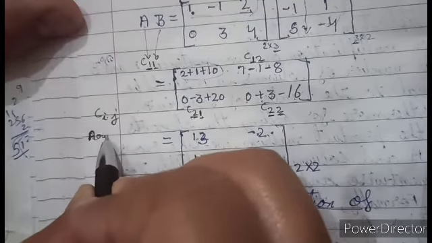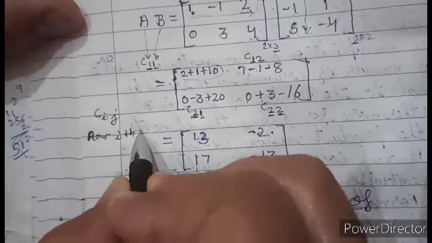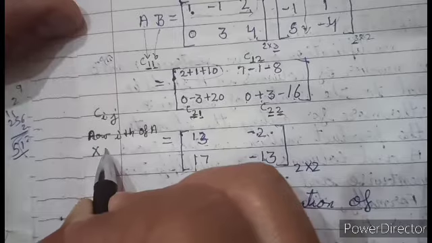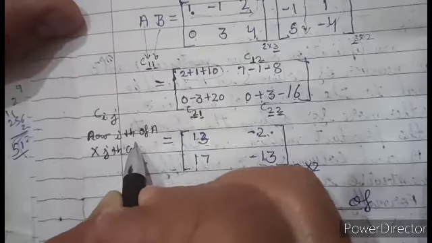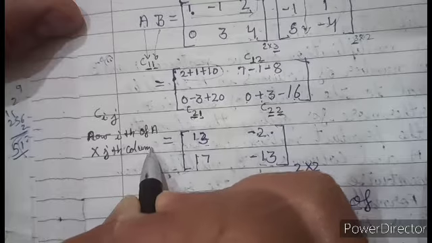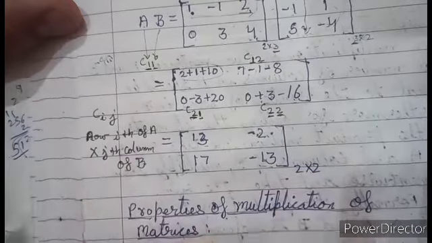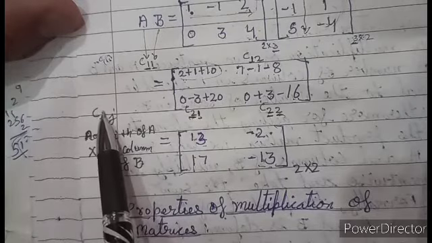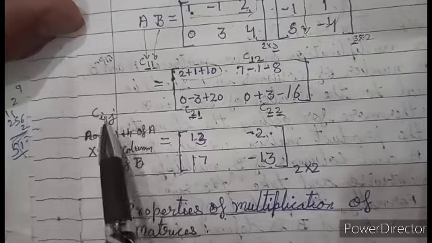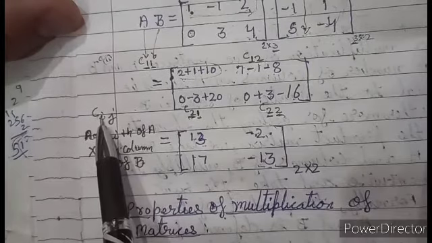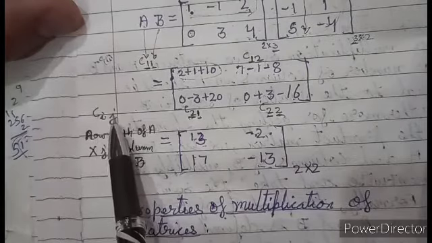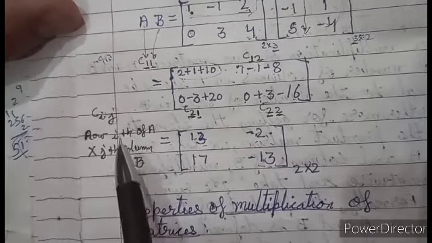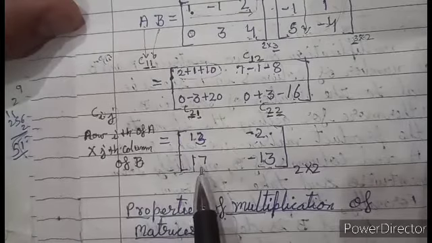If we are finding the element Cij of the product matrix AB, then the ith row of A will be multiplied by the jth column of B. That means if we want to find C11, we multiply row 1 of A and column 1 of B. If we are finding C32, we multiply the third row of A and the second column of B, and that will give us the product of the matrices.